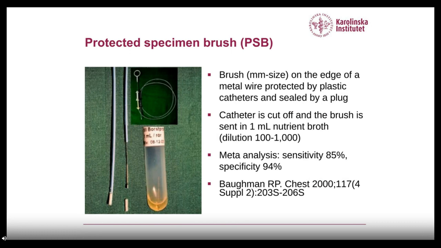This leads us to a need for invasive sampling in these patients usually to get the lower respiratory tract sample, and one of the key tools we have there is the protected specimen brush, or PSB, which is a brush which is millimeter sized, on the edge of a metal wire protected by a plastic catheter and sealed by a plug. And following the sampling, the catheter is cut off and the brush is sent in 1 milliliter nutrient broth.